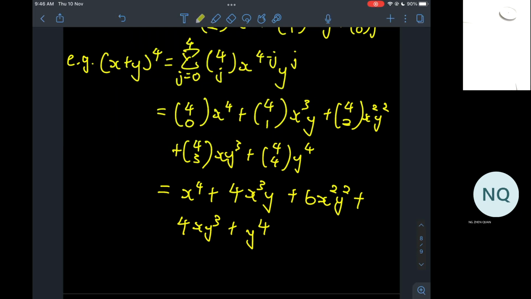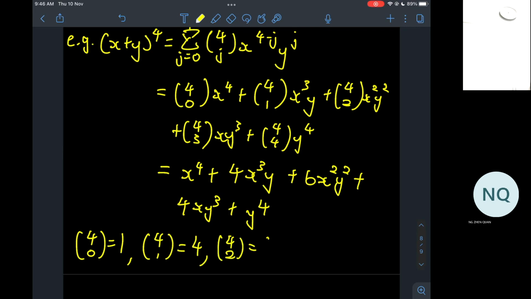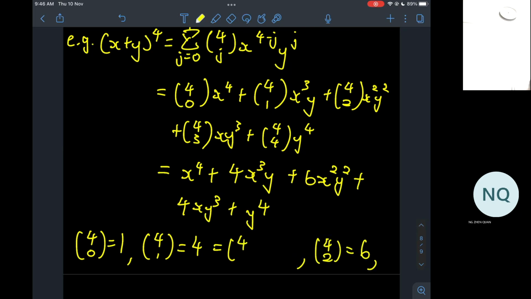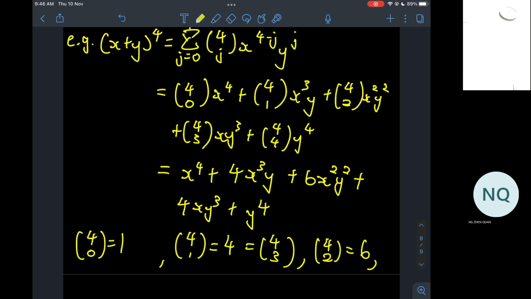First of all, any question on this part or not? So we are claiming that 4 choose 0 is equal to 1, 4 choose 1 is equal to 4, 4 choose 2 is equal to 6, and then the other half we can figure out from the other numbers, right? So this one is actually 4 choose 3, and this one is 4 choose 4. Now use the factorial formula to do it.